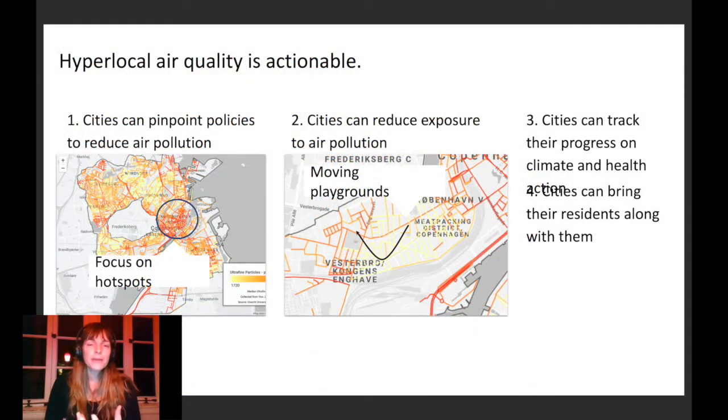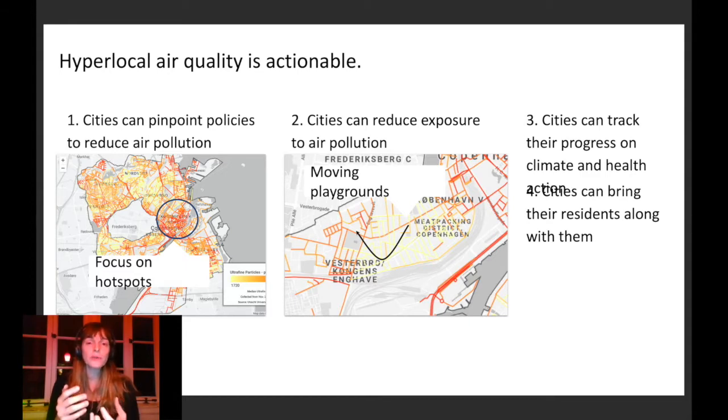And that's the point I want to make next, is that these hyperlocal air pollution measurements are really actionable for cities because of different ways that they can use the data. Number one, they can pinpoint policies, right? They can figure out which parts of the city have hotspots for air pollution, and they can focus their policies, focus their actions on those areas first. They can reduce exposure to air pollution.